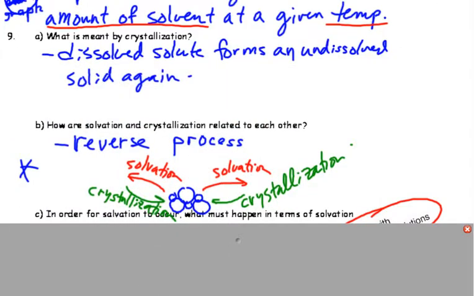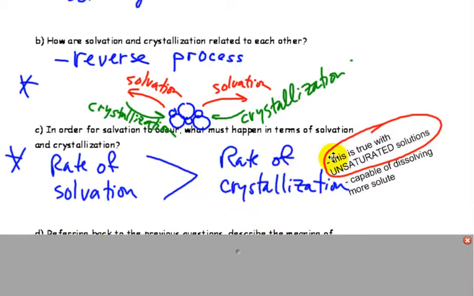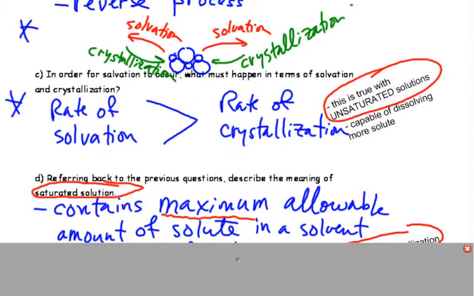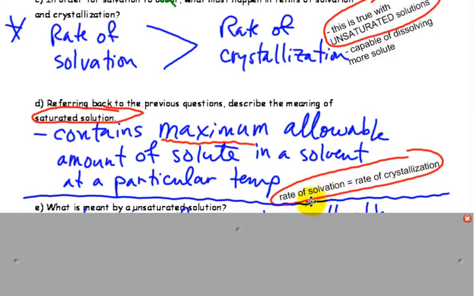So the next question involves comparing the rate of solvation and crystallization to unsaturated and saturated solutions. If something is unsaturated, the rate at which dissolving happens must be bigger than the rate at which it's crystallizing back. That makes sense because you can continually dissolve solutes in an unsaturated solution. You're capable of dissolving more. Therefore, this rate must be bigger than the crystallization rate. And for saturated solutions, ones that cannot hold any more solute, the rates must be equal. The rate at which dissolving happens must be equal to the rate at which crystallization is occurring, because the solution already contains the maximum amount of solute in that solvent at a particular temperature.